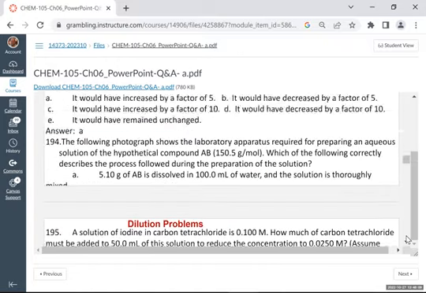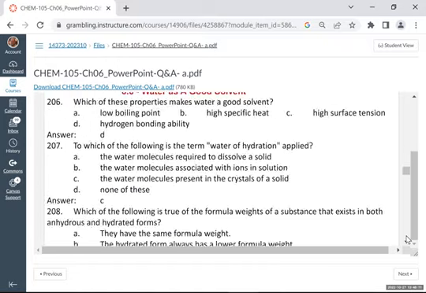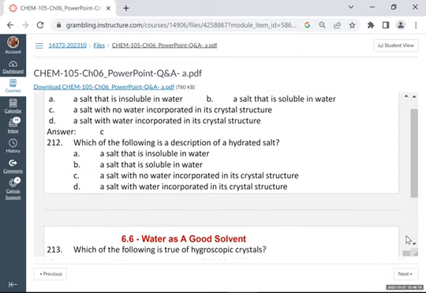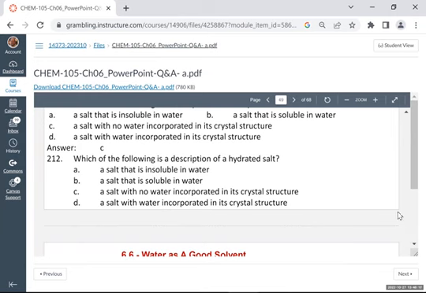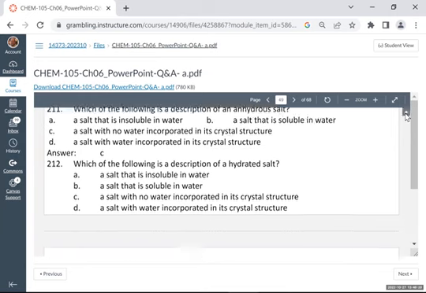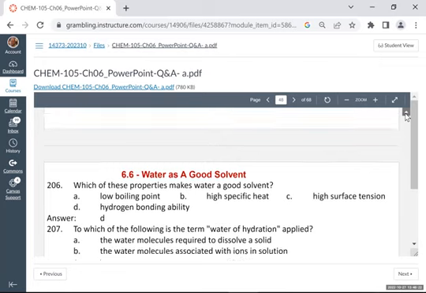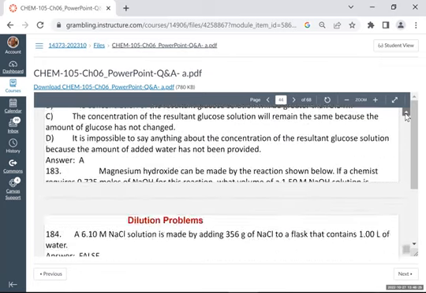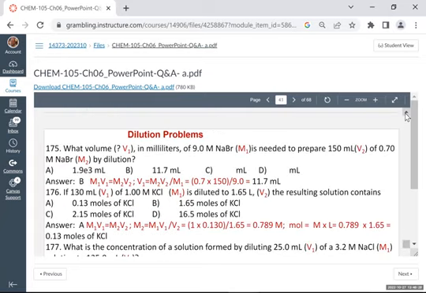So there are some dilution problems. Let me show you some of them. These dilution problems, okay, you need to go through them also, how to calculate, okay?